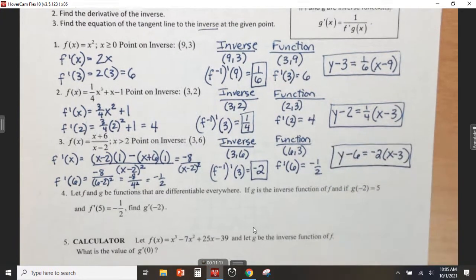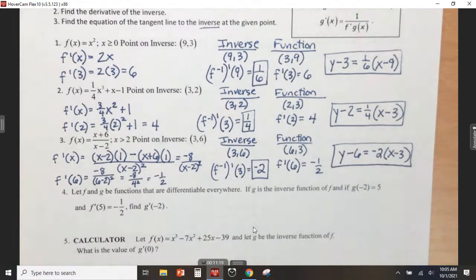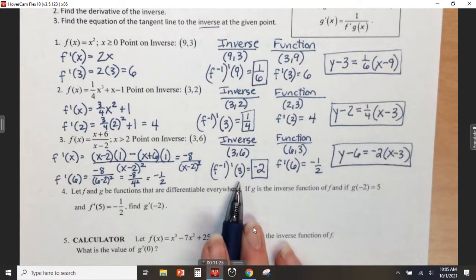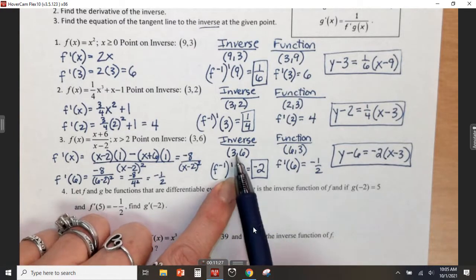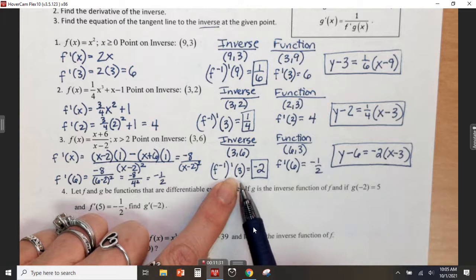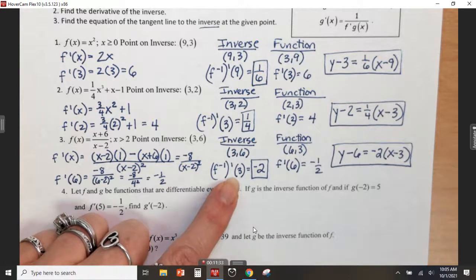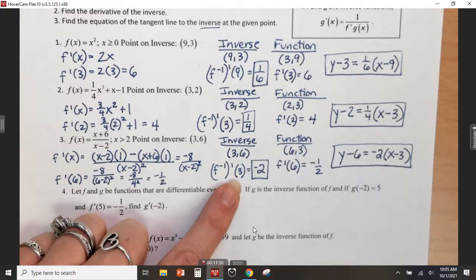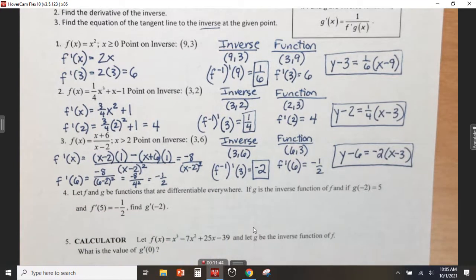How do you know which one to use again for your f inverse prime of y? How do you know which one it is? It's the x coordinate of the inverse or the y coordinate of the function. Got it. Okay? It goes inside as the value for the independent variable on the inverse function's derivative. Any other questions?